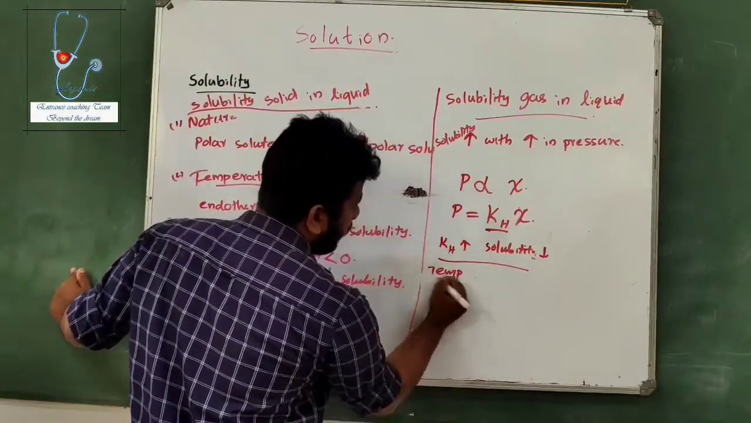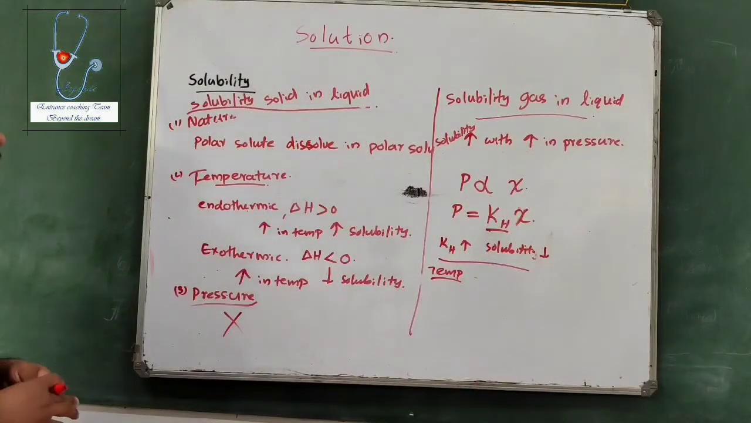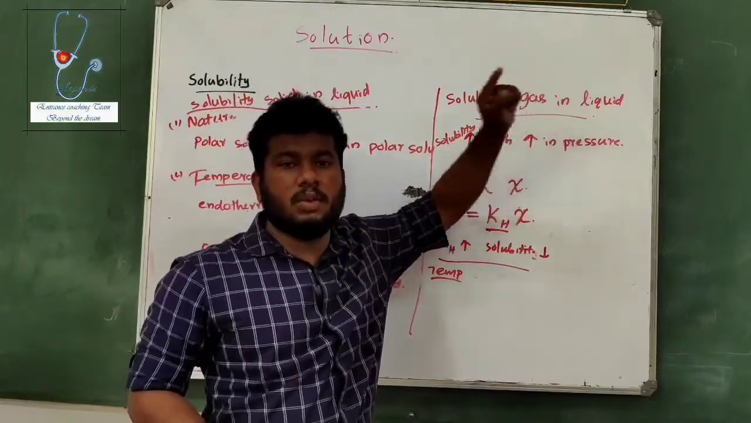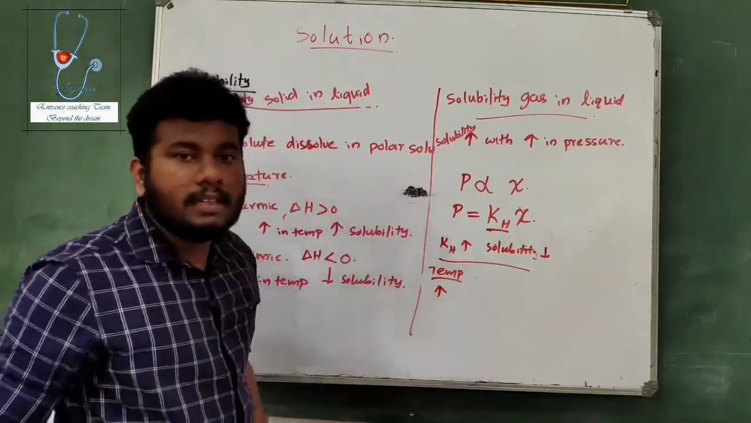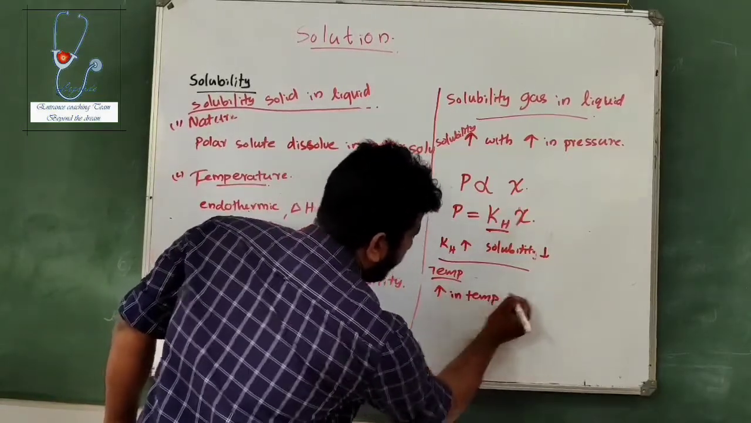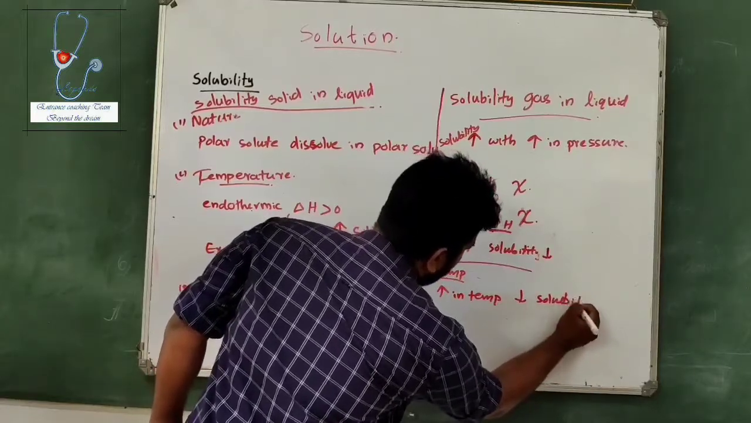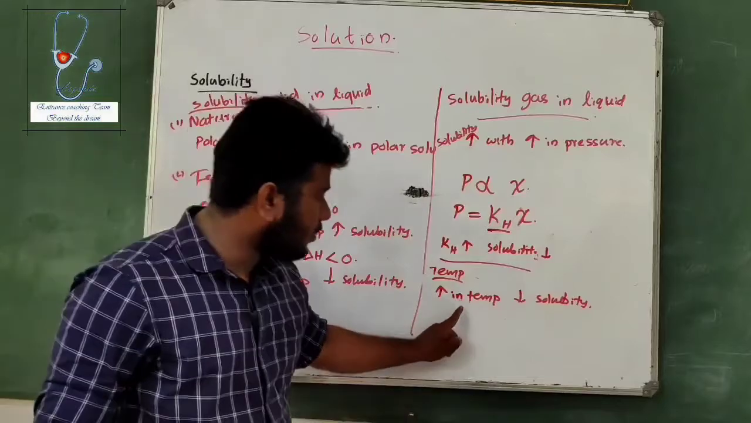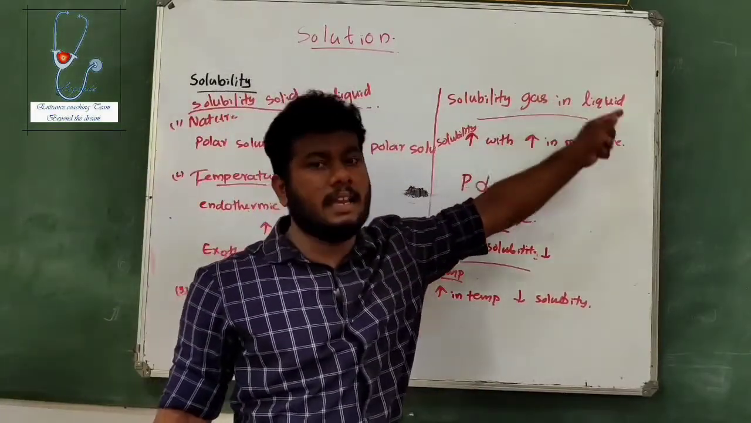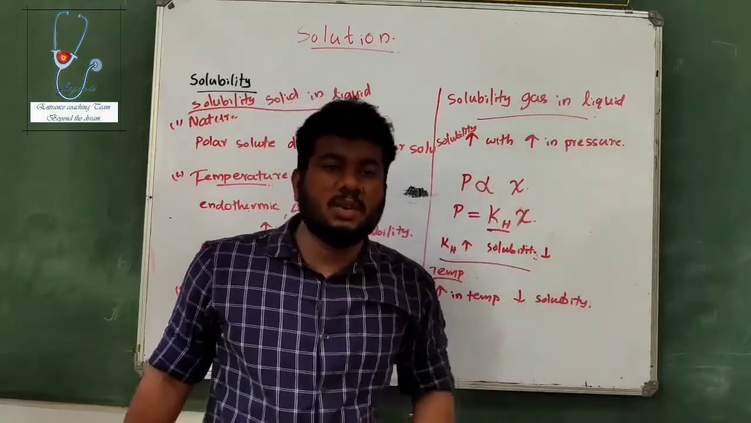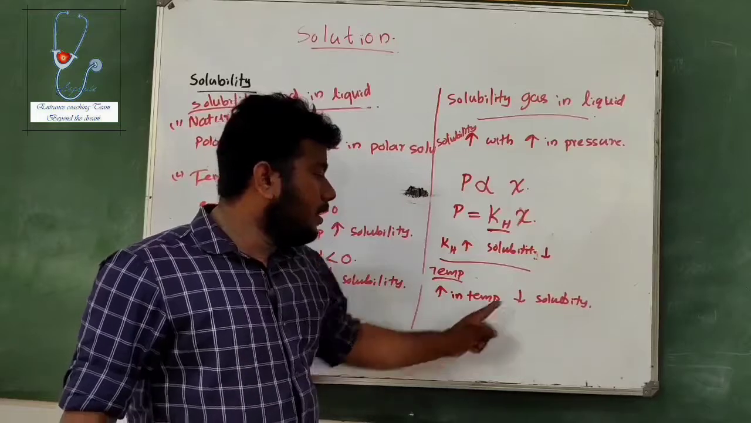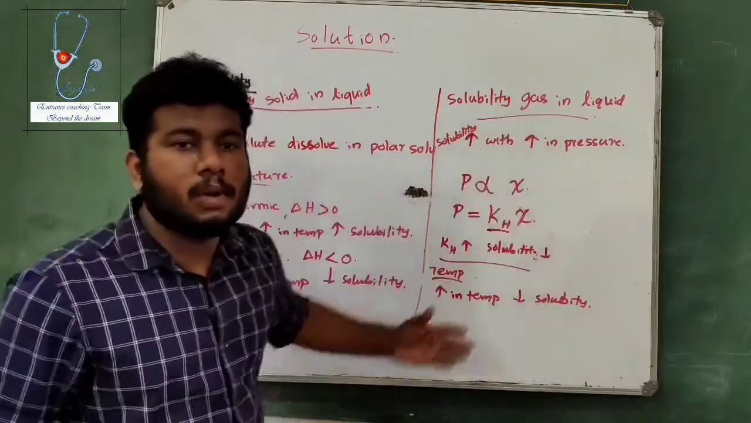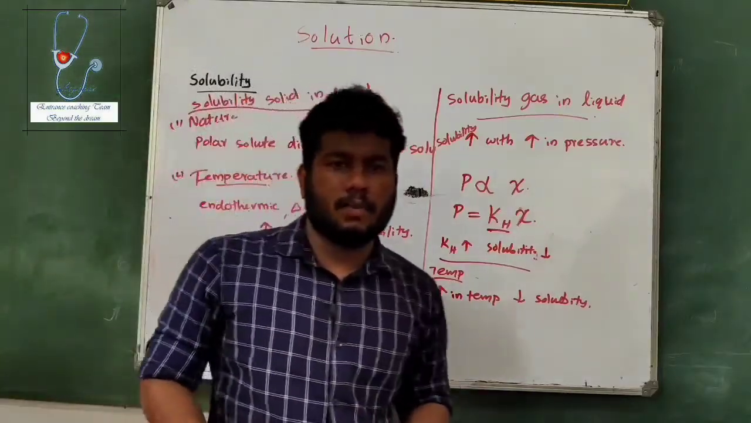Then next is temperature dependence of solubility of gas in liquid. We know that gas dissolved in liquid, so gas is condensed. Increase in temperature decreases solubility, because the dissolution of gas in liquid is like converting gas to liquid, that is condensation. So solubility of gas in liquid decreases with the increase in temperature. Okay, these are very important topics. You just write down in your notebook and then refer.